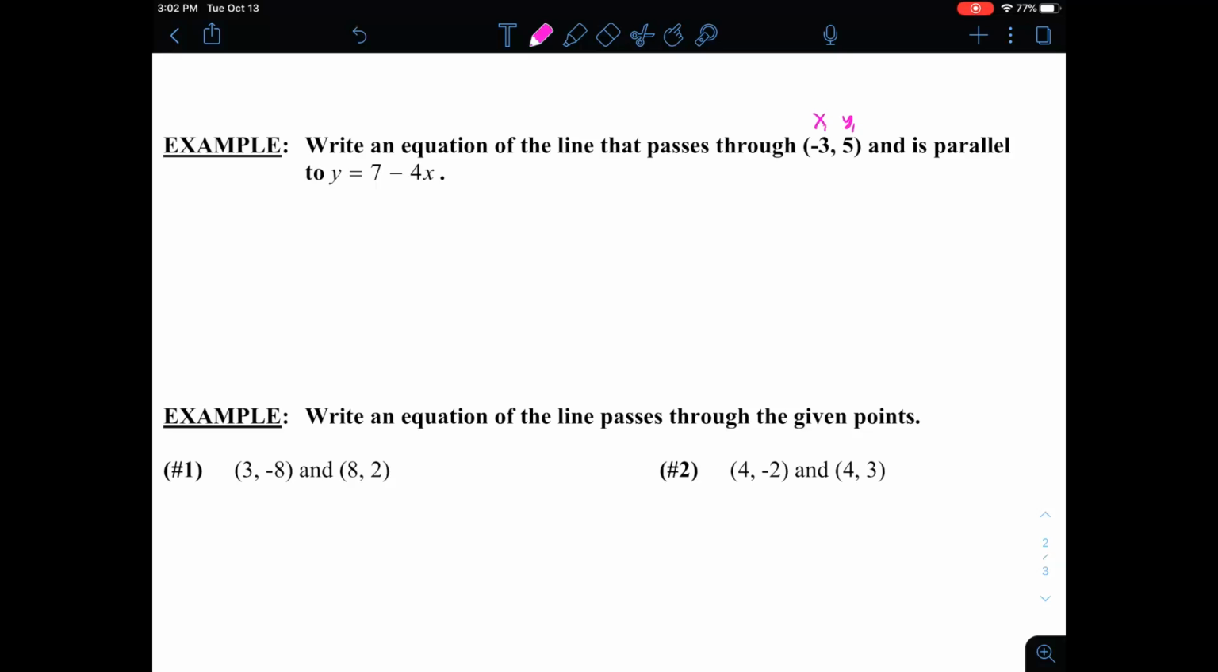Well, parallel lines have what kind of slopes? Hopefully you said same slopes, okay? So what's the slope of this equation? They kind of wrote it weird. They wrote it backwards. What's the slope? Is the slope 7 or negative 4? The slope is actually negative 4.